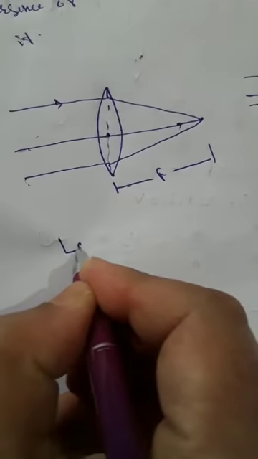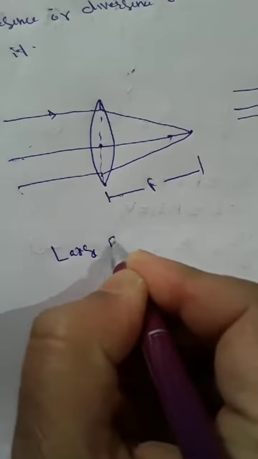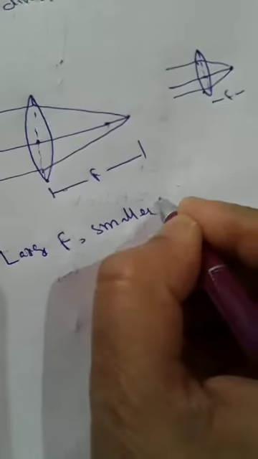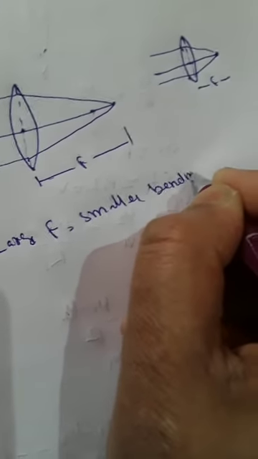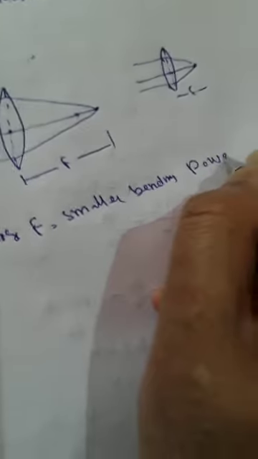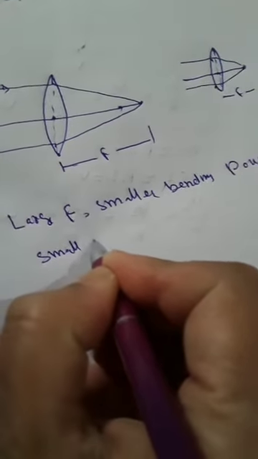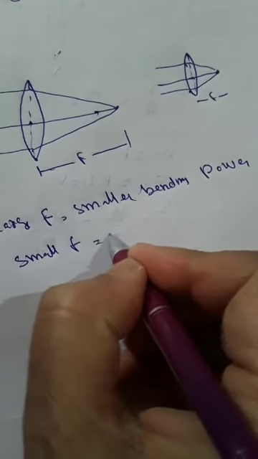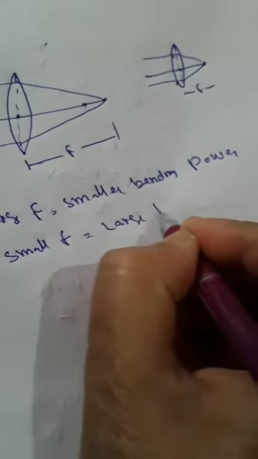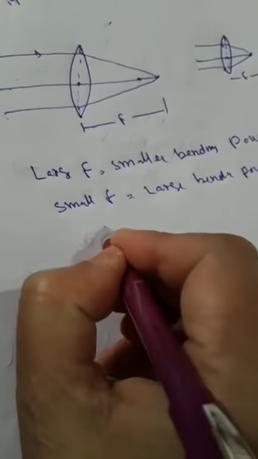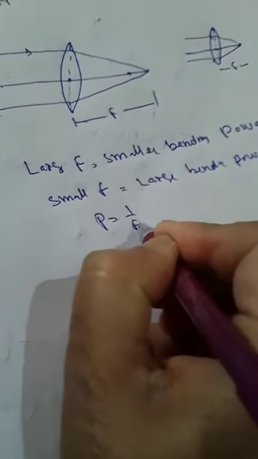That means we can say, number 1, large f, large focal length, smaller bending power. Number 2, smaller f, large bending power. That means if we write mathematically, power of lens is usually denoted by P, and it is equal to 1 by f. It is a reciprocal of focal length.